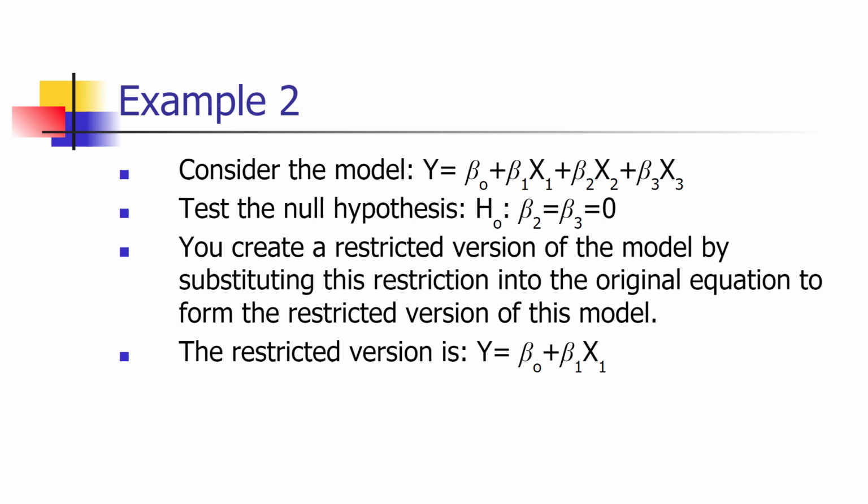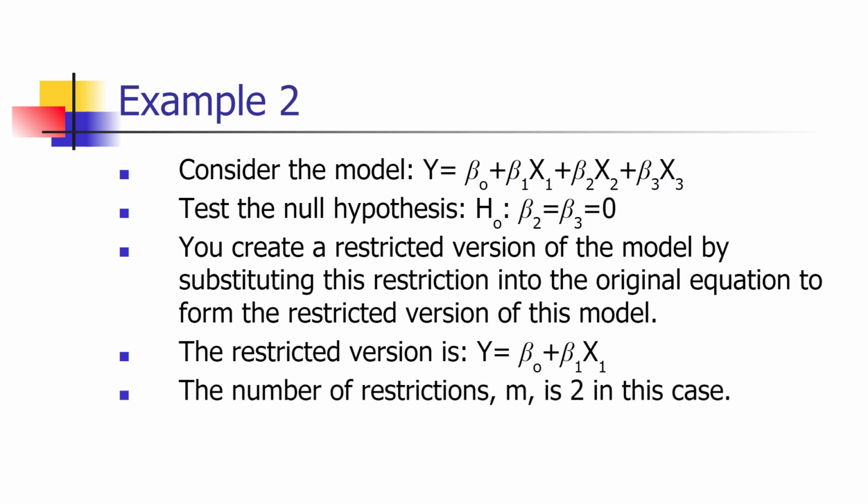And then you just run the two models, compute the error sum of squares in both, and take the change in the error sum of squares. The number of restrictions in this case would be 2 because we've imposed two linear restrictions. So we divide the change in the error sum of squares by 2, and then we take the error sum of squares in the unrestricted model and divide that by n minus 4, because in this case there are 3 slope variables plus the constant term in the unrestricted version of the model.